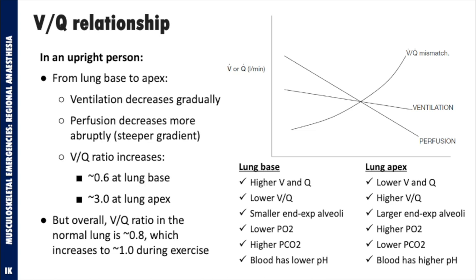And the blood draining that alveoli will have a lower pH because CO2 is higher. As CO2 is higher, you get respiratory acidosis, lower pH. So they like to ask this. Okay? The difference between base and apex, so that in the apex, the opposite happens.